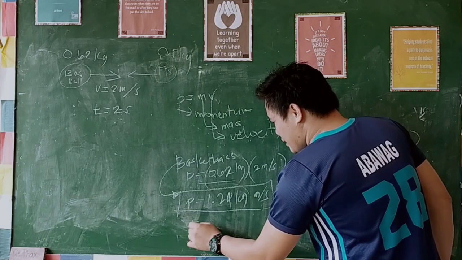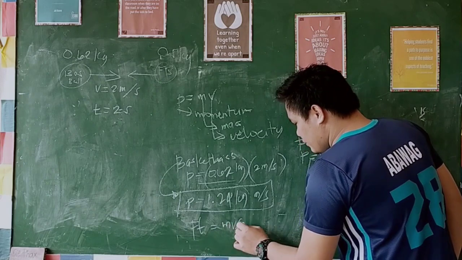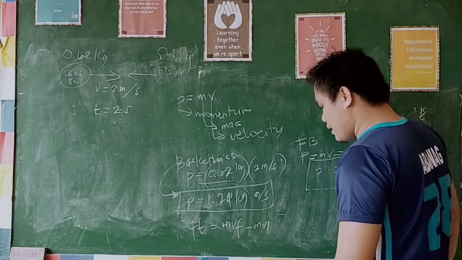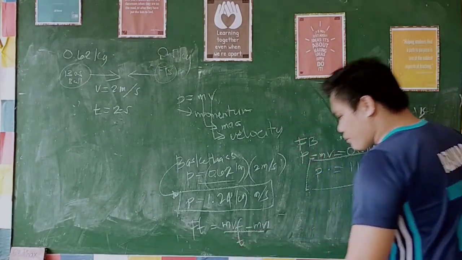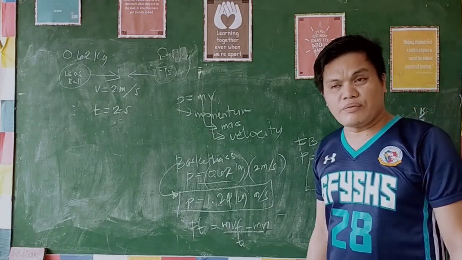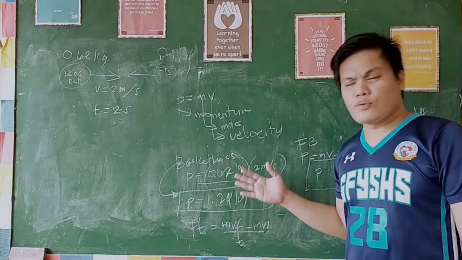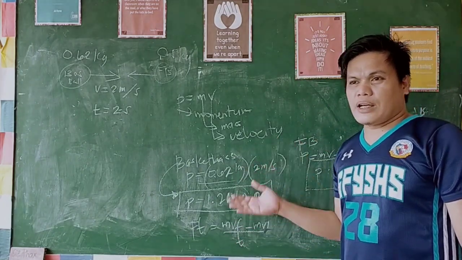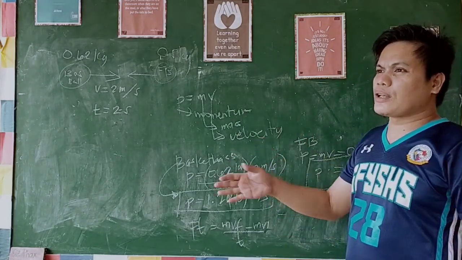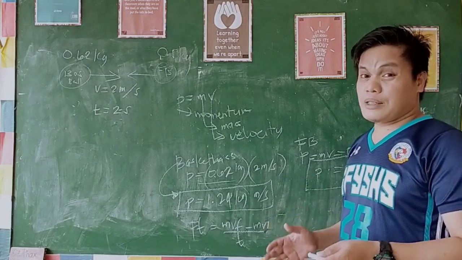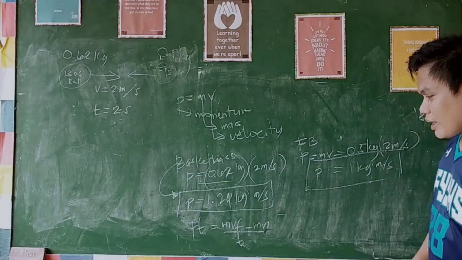The formula is Ft is equal to mvf minus mvi, divided by the time. On our previous video lesson, we derived this from the formula of the second law of motion: acceleration is equal to force over mass, or force is equal to mass times acceleration. We are talking about linear momentum. Ibig sabihin momentum on a straight plane, straight line.